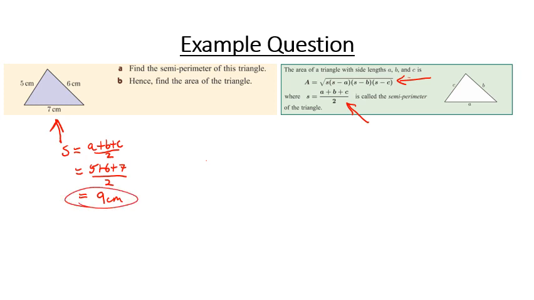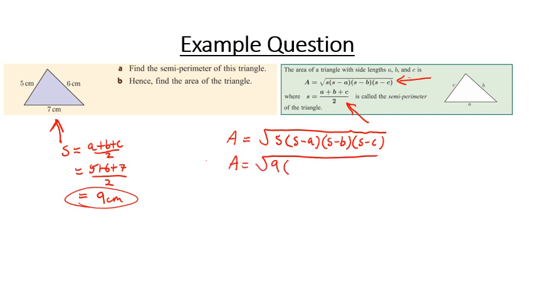Therefore we can substitute that in. Our area equals the square root of s, bracket s take a, bracket s take b, bracket s take c. Remember, when we have brackets next to each other, it means times. So the area is going to be the square root of 9 times 9 take 5 times 9 take 6 times 9 take 7. So this becomes the square root of 9 times 4 times 3 times 2.